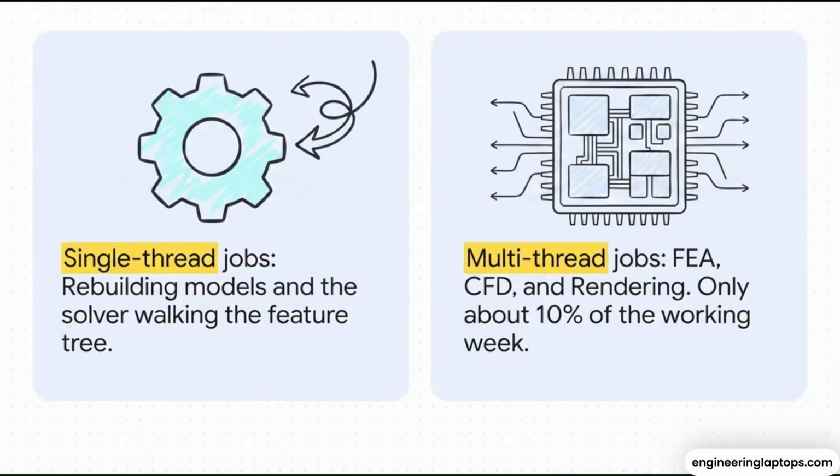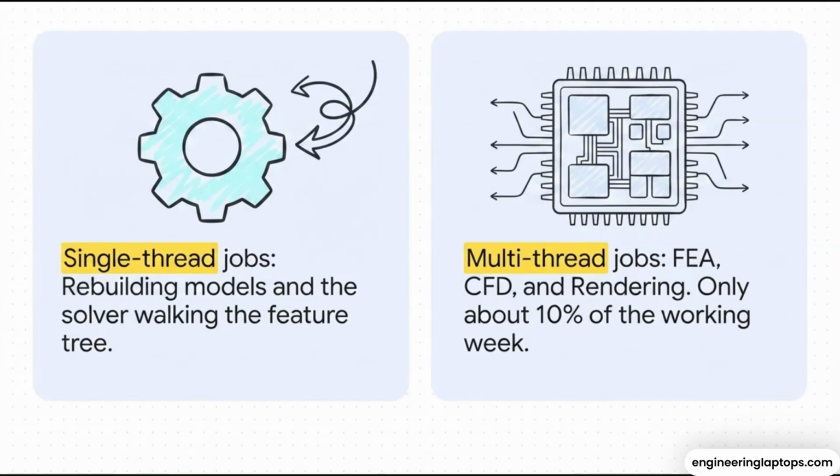So here is the absolute truth about CAD. Rebuilding a parametric model is purely a single-thread job, period. The software solver has to walk your feature tree in sequential order. Because feature 400 literally depends on feature 399, having 24 processor cores does absolutely nothing for you here. It's all about clock speed and cache.